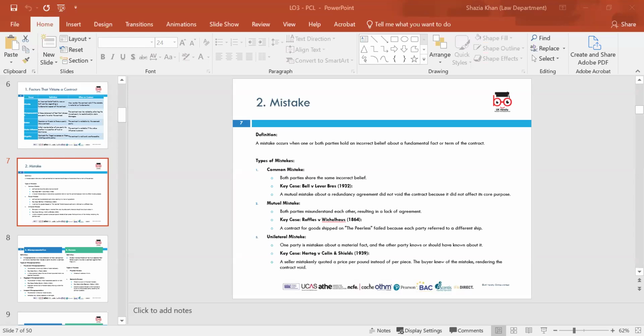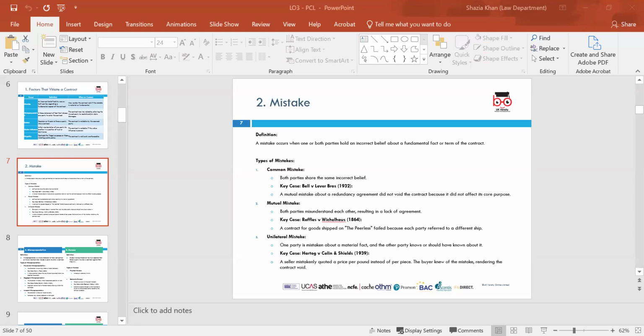The mistake may be about the identity of the other party. The subject matter of the contract can lead to a mistake, for example, if you believe you are purchasing free-range eggs, but you actually received caged hen eggs. Terms of the contract, for example, if you thought you were paying in monthly installments, but instead you are paying in weekly installments, and the nature of the contract.